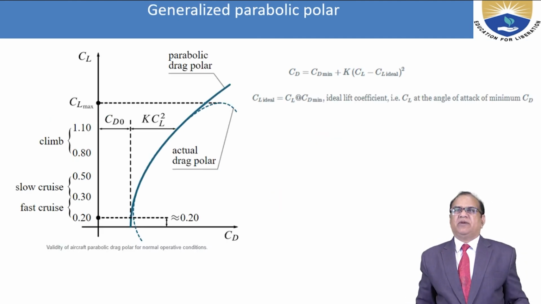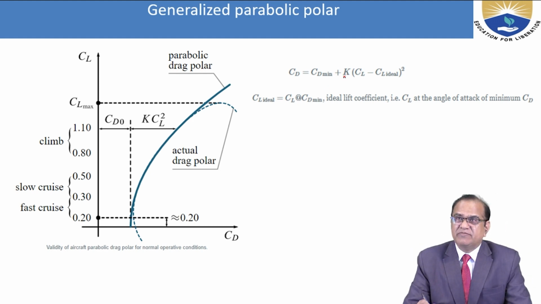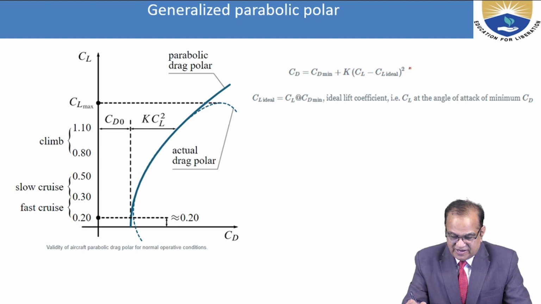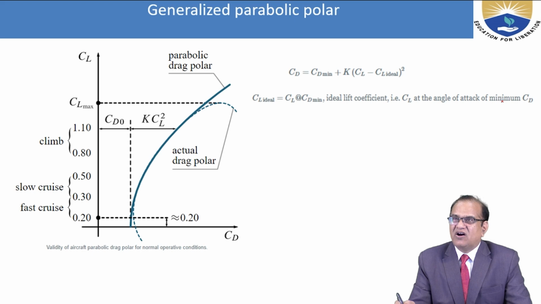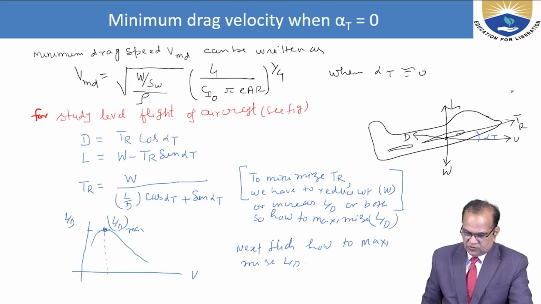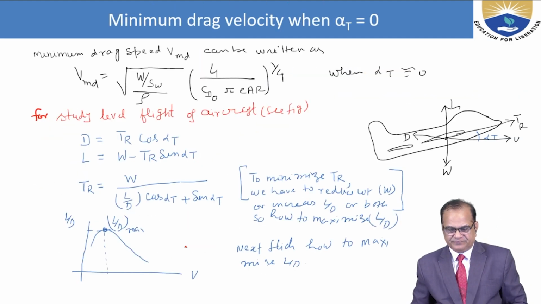So the generalized parabolic polar, we can see here that CD is equal to CD naught minimum plus K times CL minus CL ideal whole square, where CL ideal is equal to CL at CD minimum. That ideal lift coefficient is the CL at the angle of attack of minimum CD. So this you can see in this diagram, CD at minimum CL. This is the CD here. This is shown in this diagram.